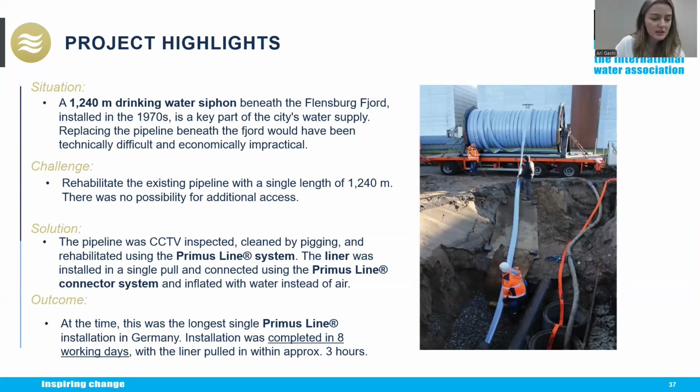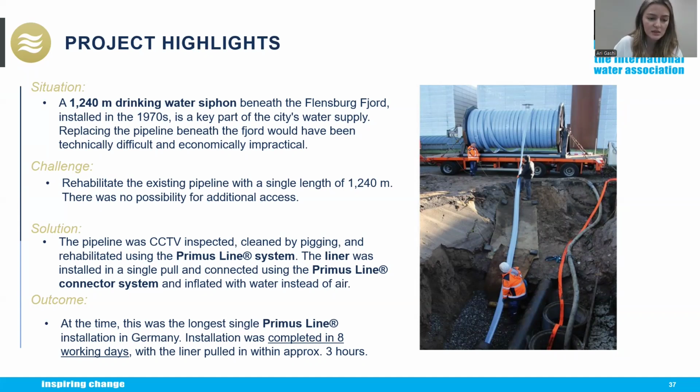So the details here again. The siphon beneath the Flensburg fjord was installed in the 1970s, and was a key part of the city's water supply, and replacing the pipeline beneath the fjord would have been technically difficult and economically impractical. The challenge was to rehabilitate the existing pipeline with a single length, which we did. There was no possibility for additional access.